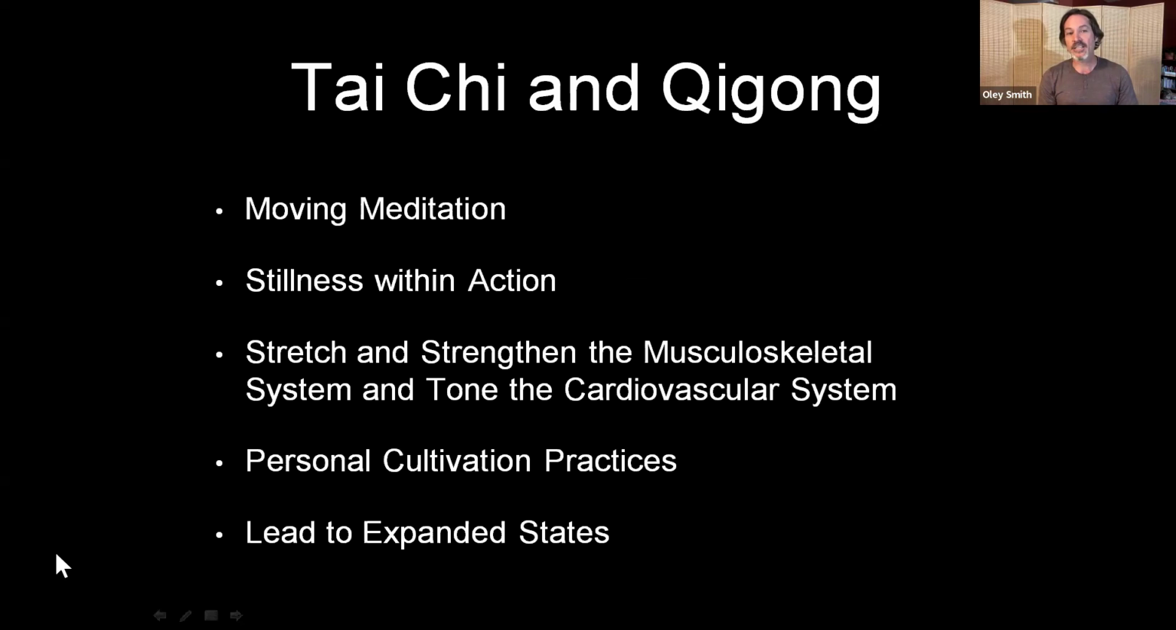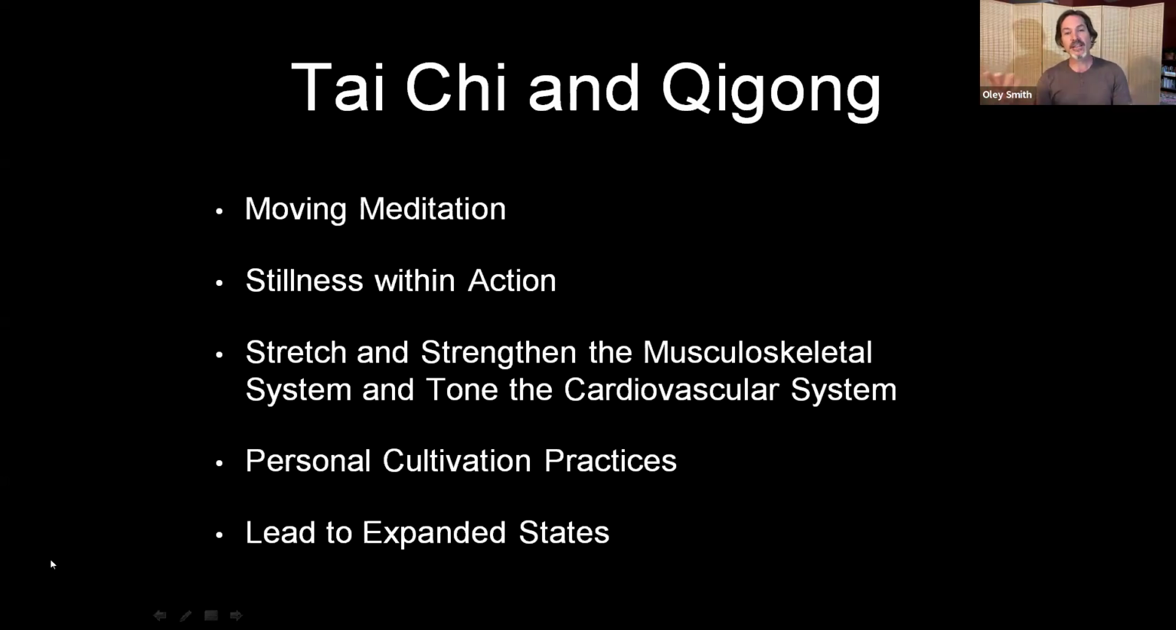Then moving on to the next slide, what are the similarities between Tai Chi and Qigong first? They're both a moving meditation. They both allow us to cultivate stillness within action or activity. They both stretch and strengthen the musculoskeletal system. They both tone the cardiovascular system and the nervous system, I would add, and even the immune system, digestive system, all the systems. They strengthen, they stretch, they tone them. That's what both of these things do. They're both personal cultivation practices, and they both lead to expanded states of awareness, or Qigong states.